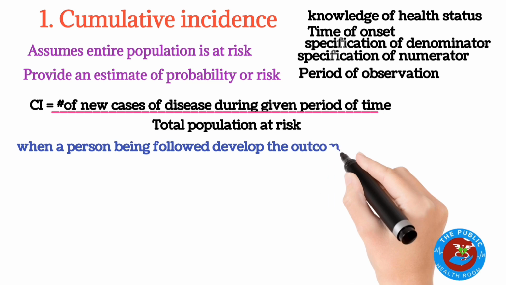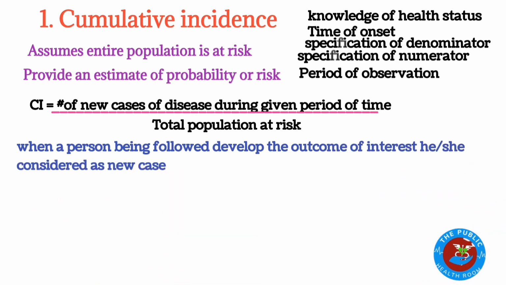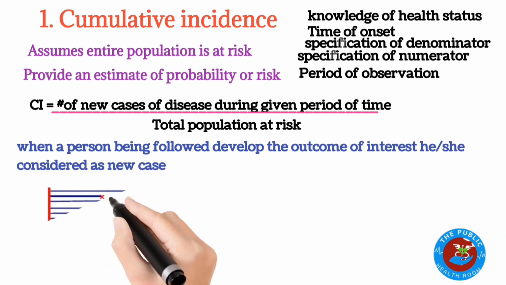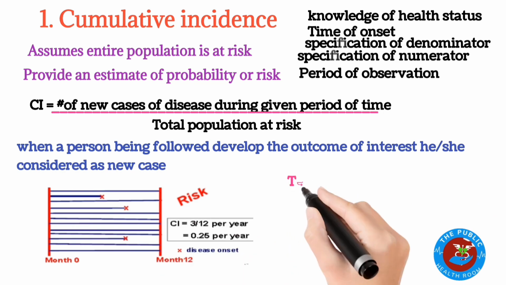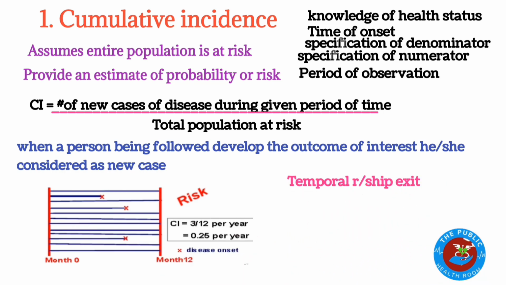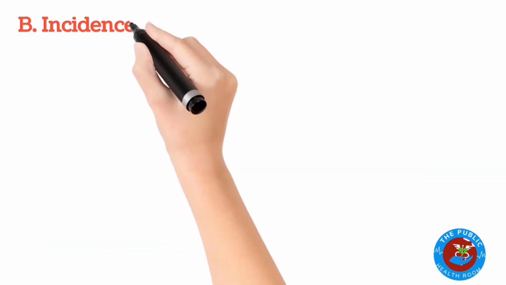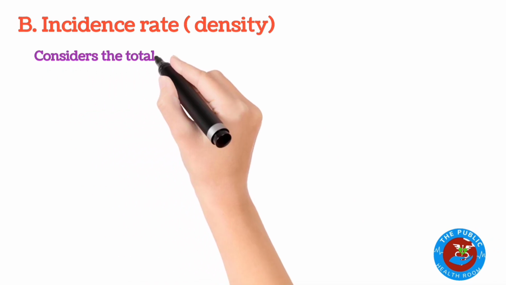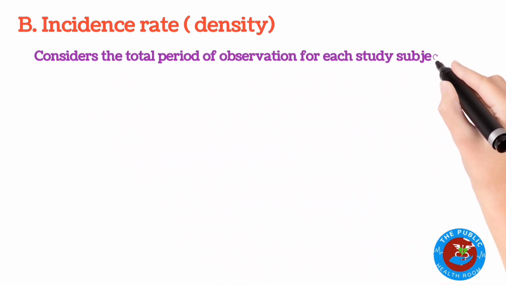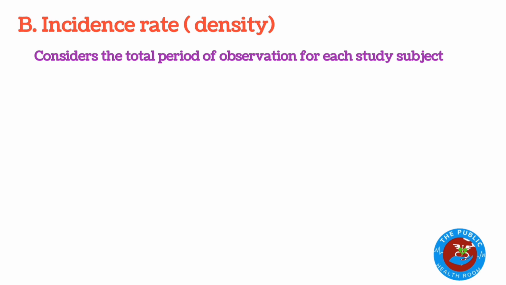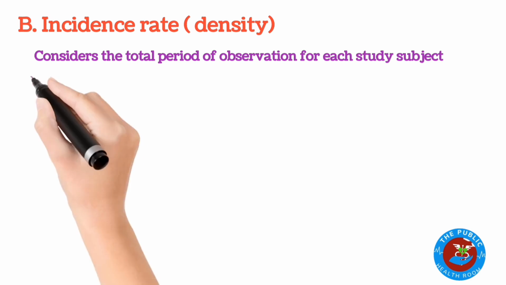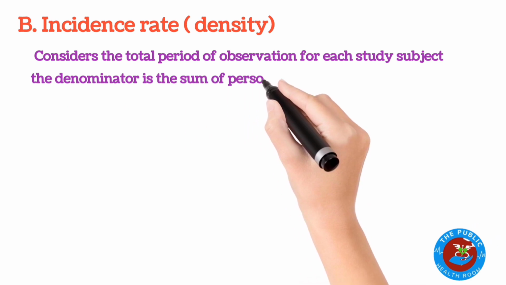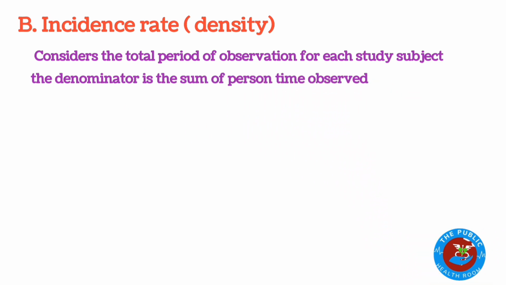When the person being followed develops the outcome of interest, she or he is considered a new case. Hence, temporal relationships do exist between the cause and the outcome of interest, unlike prevalence. Incidence rate or density: unlike cumulative incidence, incidence density considers the total period of observation for each study subject. Hence, the denominator will be the sum of person time observed.